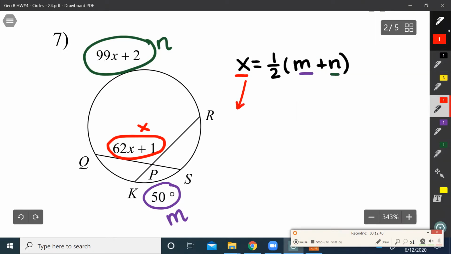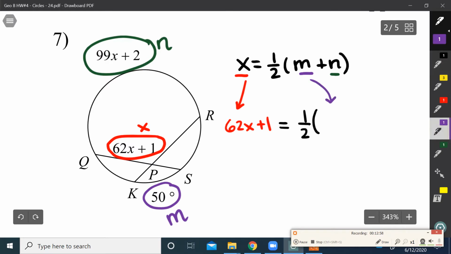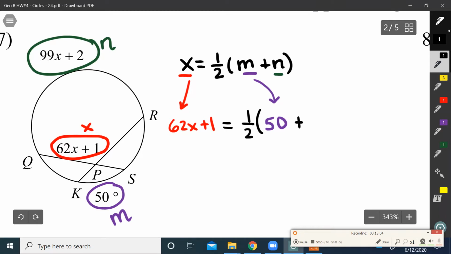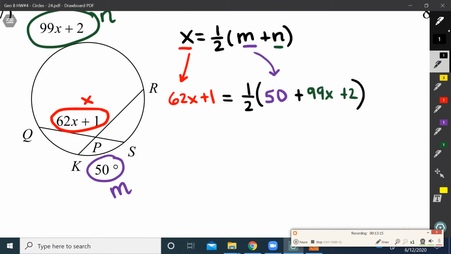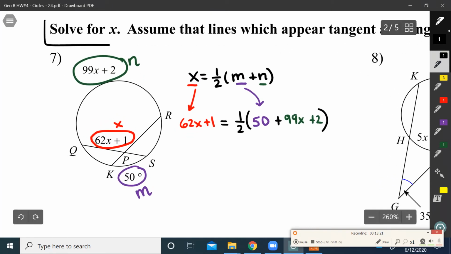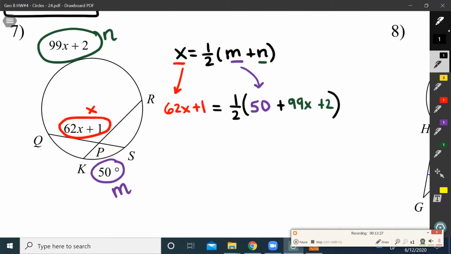So again, the x in this case is 62x plus 1 is equal to half. What's the m? The m is 50 plus, what is the n? The n is 99x plus 2. Now our job is to solve for x, and this is what they're asking us. So let's go ahead and solve for x.